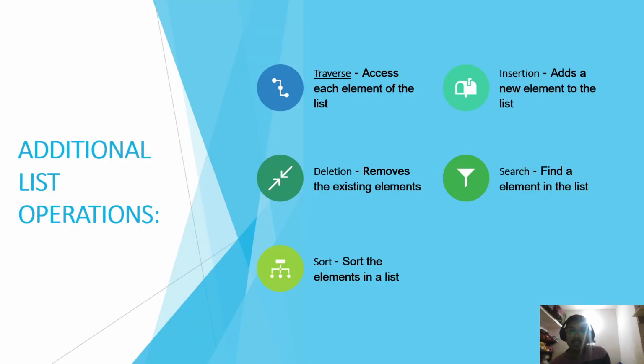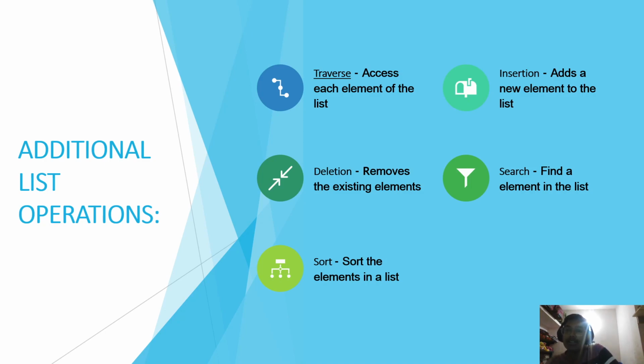Now we have to see some operations. A list can perform n number of operations, right? Like you can do anything in a list. So some of the operations are traverse, right? What do we do in traverse? We access each element of the list. We only access the element, we don't do any updation like deletion or anything. We only access each element of the list and come back. That is what we call traversing.